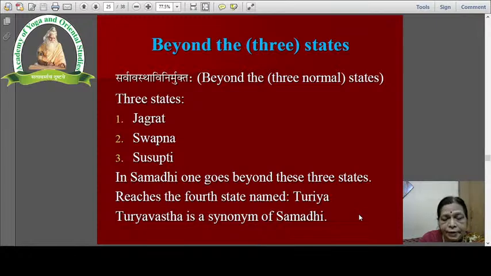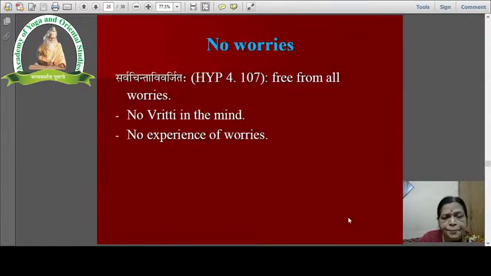While discussing the synonyms of Samadhi, we came across this name, Turiya. Turiyavastha means the fourth state. And the three states are Jagrat, Swapna, and Susupti. Swapna means dream sleep, and Susupti is deep sleep. So during the state of Samadhi, one is beyond Jagrat, Swapna and Susupti. So it is called Turiya or the fourth state.